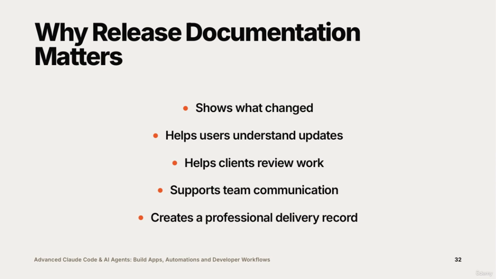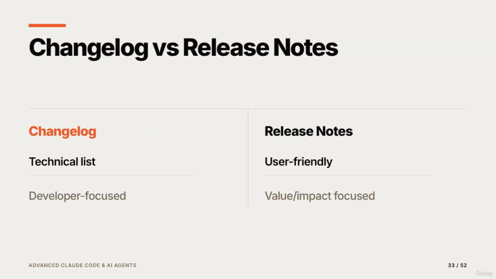Finally, maintaining thorough release documentation creates a professional record of delivery, which can be referenced in the future for accountability and continuous improvement. All of these points together emphasize why documenting releases is essential for successful project management and user satisfaction. Let's talk about the difference between change logs and release notes. A change log is typically a technical list that's mainly developer focused. It's a detailed record of every change made to the software, like bug fixes, updates, and improvements. Its key purpose is to provide a clear and concise history for developers or technical users who want to track what's been altered in each version.